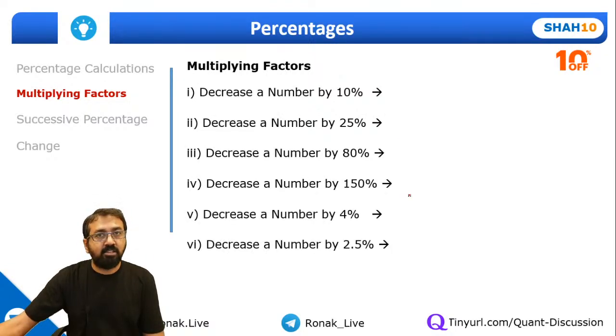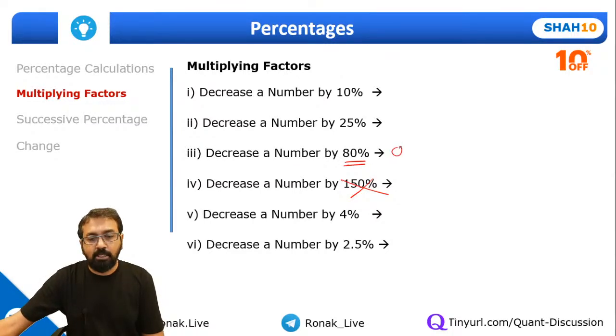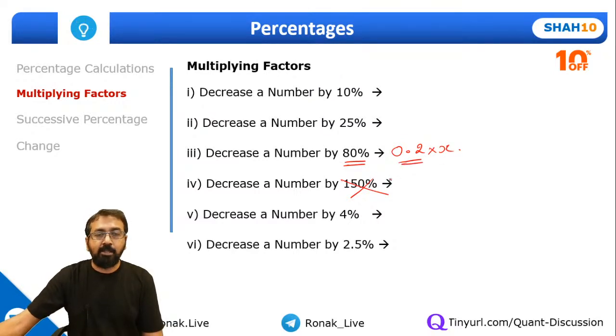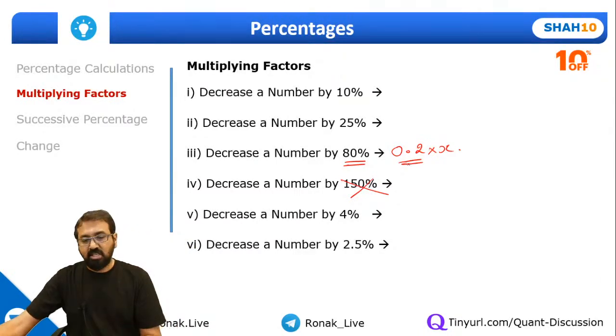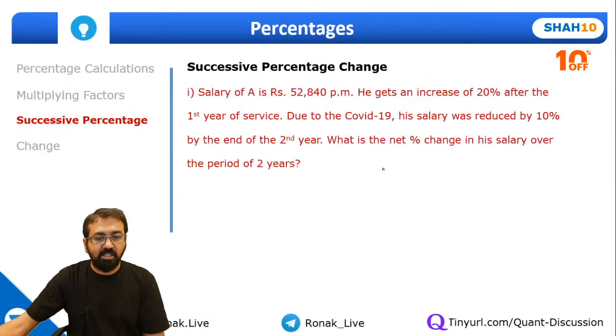Decrease a number by a certain percentage. Remember, you can't decrease a number by more than 100%, so that will not be possible. Decreasing a number by 80%, the multiplying factor will be 0.2 into x, because when you decrease a number by 80%, the remaining part is 20% of that number. So the 20% of a number is 0.2x. So this is how we can quickly figure out these percentages.